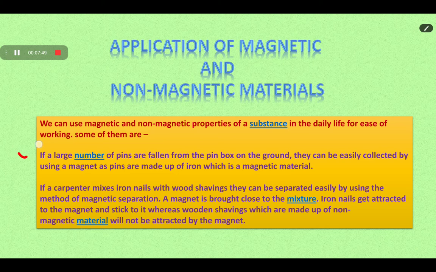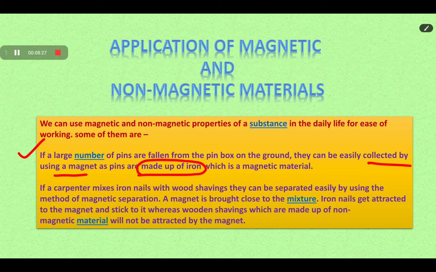Here first, if a large number of pins have fallen from the pin box on the ground, the fallen pins can be collected by using a magnet. Why? Because the pins are made up of iron, and iron is a magnetic material. So that iron is attracted to a magnet, and the iron just sticks to the magnet, so that pins are easily collected by using the magnet.